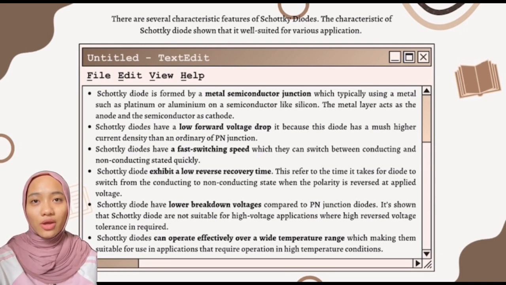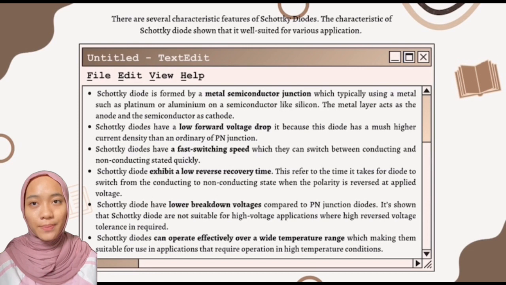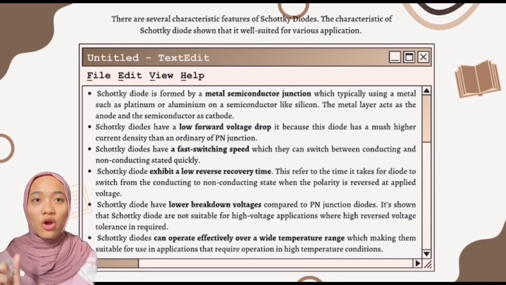Second, Schottky diodes have a low forward voltage drop because this diode has a much higher current density than an ordinary PN junction. Third, Schottky diodes have a fast switching speed, which means they can switch between conducting and non-conducting states quickly. Fourth, Schottky diodes have a low reverse recovery time. This refers to the time it takes for the diode to switch from conducting to non-conducting.